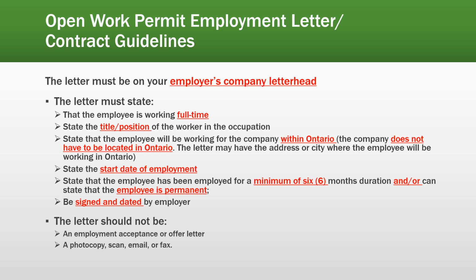It must state that the employee will be working for the company within Ontario. Since we are applying for OHIP, or Ontario Health Insurance, we have to be in Ontario. We have to prove that we are a resident of Ontario. The company does not have to be located in Ontario. I highlighted that because there are some companies outside Ontario that place some of their employees here in Ontario. The letter must have the address or city where the employee will be working in Ontario.